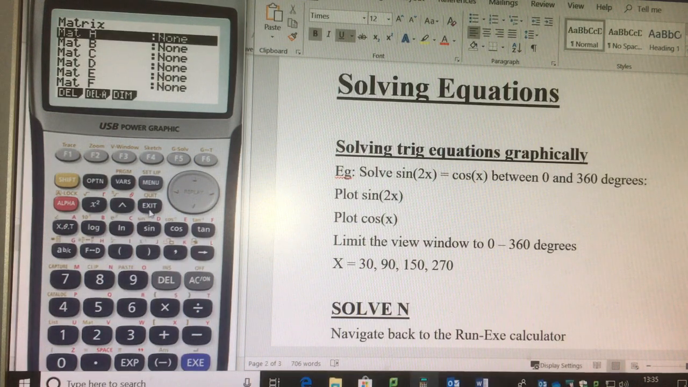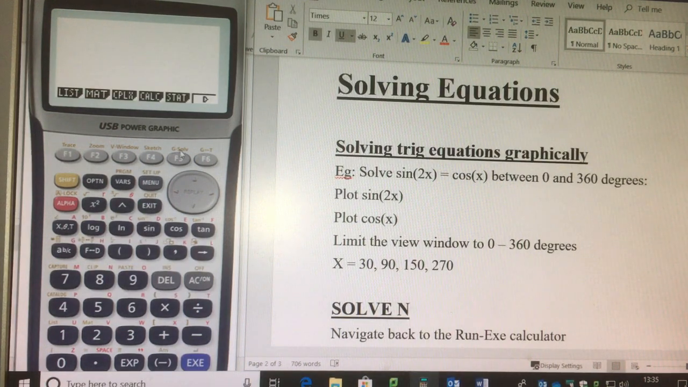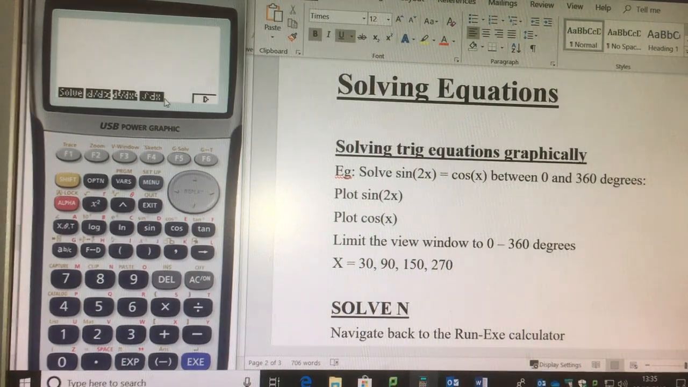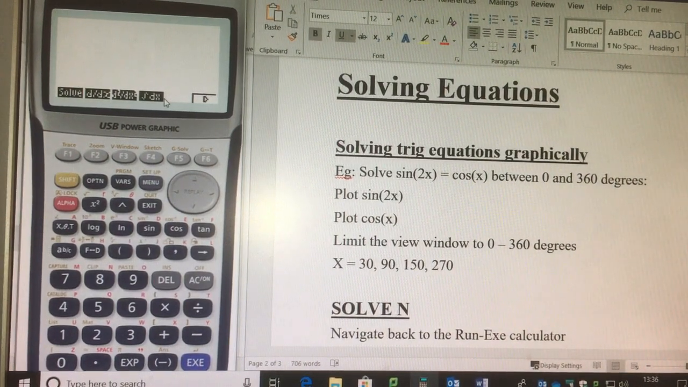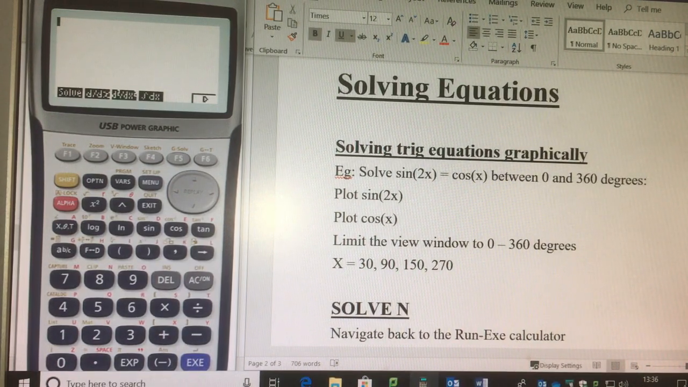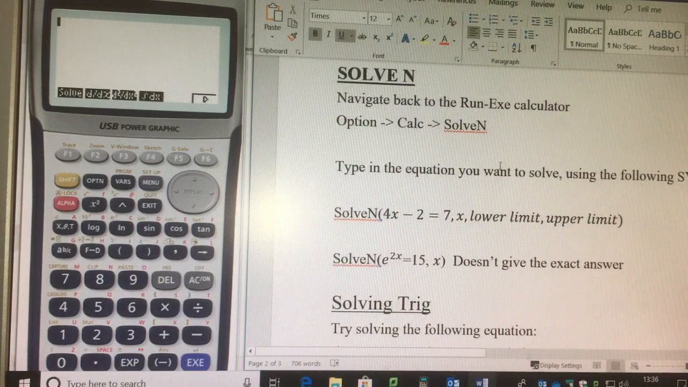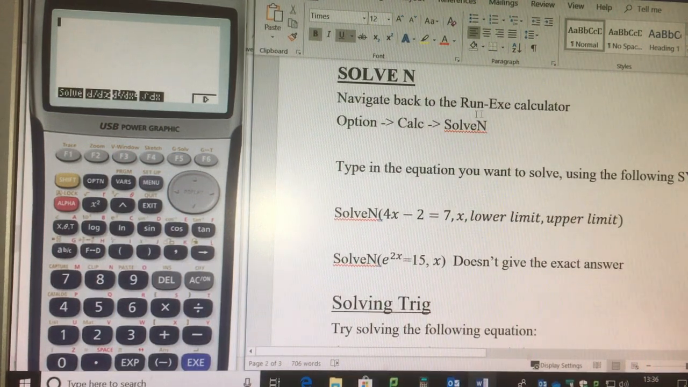Yeah, this is a different calculator though. Okay, well, yours will have solve n written there, yeah? So Option, Calc, and then solve n, which might be on the second page. I think it is. Option, Calc, solve n.